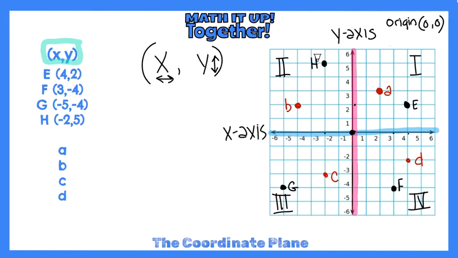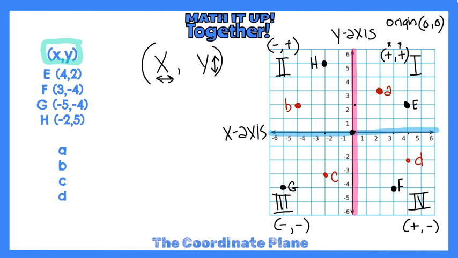So again, if it helps you to think about it, in quadrant 1, we have positive x's and positive y's. In quadrant 2, we have negative x's and positive y's. In quadrant 3, we have negative x's and negative y's. And in quadrant 4, we have positive x's and negative y's. If that helps you remember, writing that down for yourself is not a bad idea.